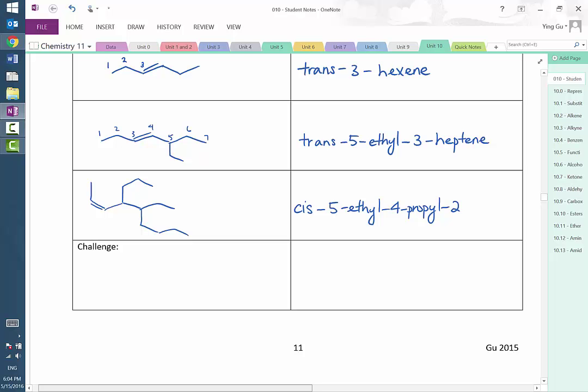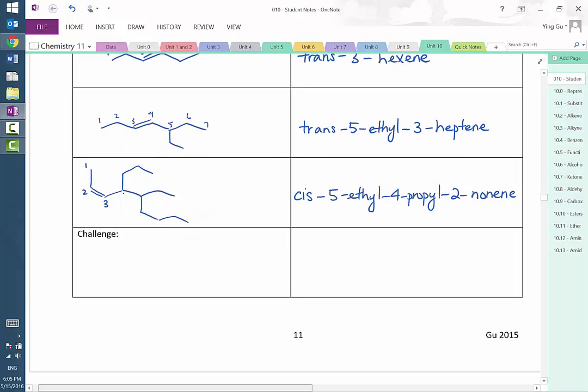Our double is located on carbon 2. There are 9 carbons in total, making this nonene. Did you get that right? I'm going to label this now, see if you can double check your answer here. This is carbon 1, 2, 3. Whoops. 3. 4 is here. 5, 6, 7, 8, and 9. We have an ethyl branch here at 5. We have a propyl branch here at 4.